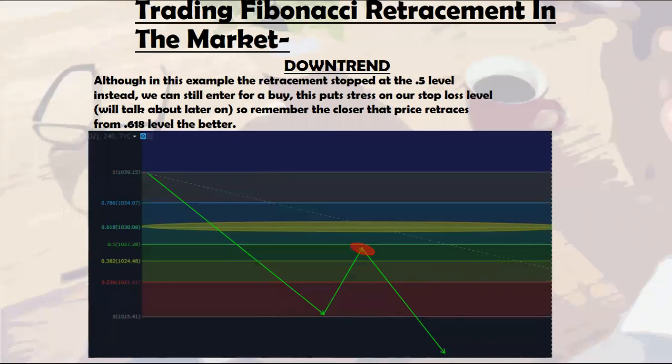Now let's talk about how price can stop short of the 0.618 level, but that doesn't necessarily mean that all is lost. For example, if the retracement stopped at the 0.50 level instead, we can still enter for a sell. This puts stress on our stop loss, as I just mentioned before. Remember, the closer that price retraces to the 0.618 level, the better, because we won't be risking that much or have that much on the line.